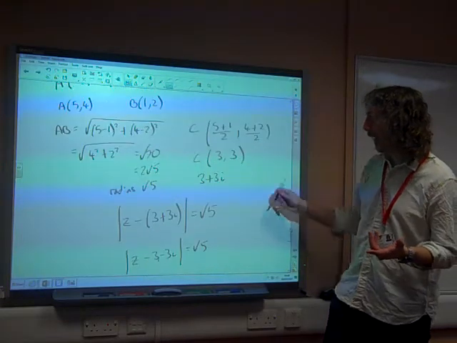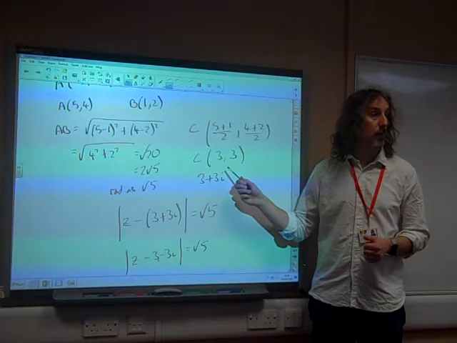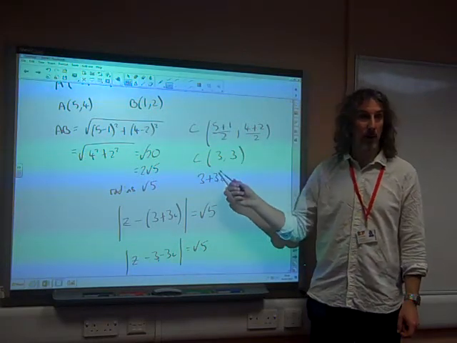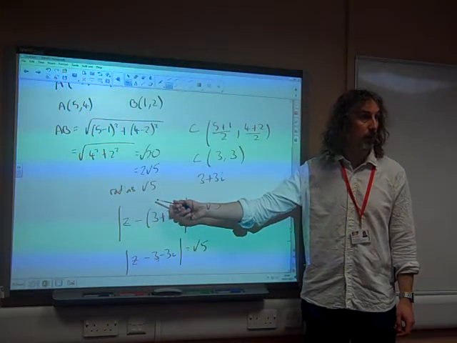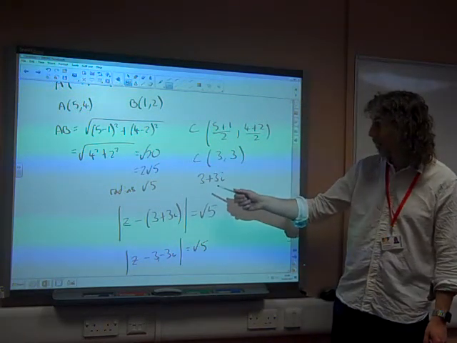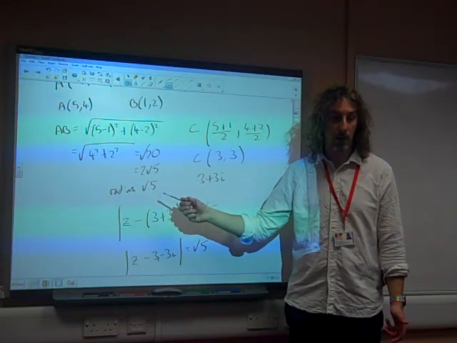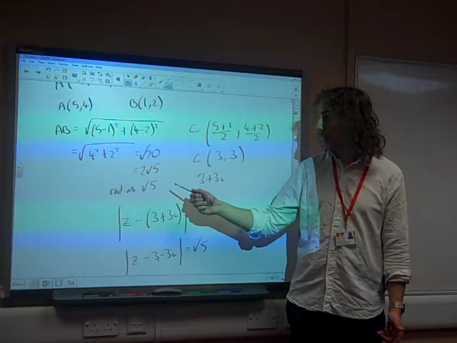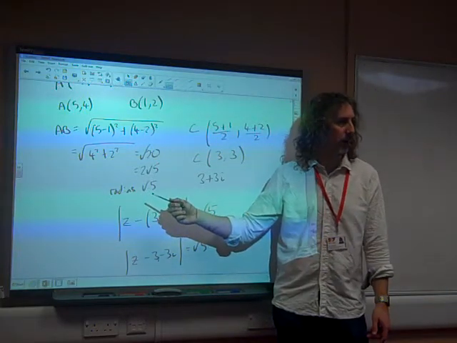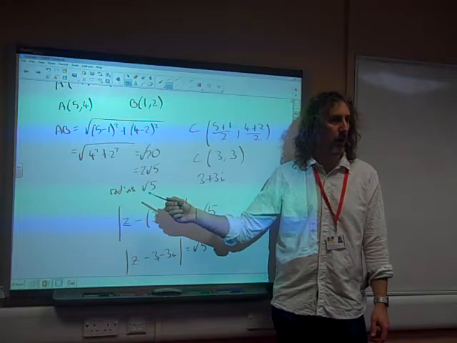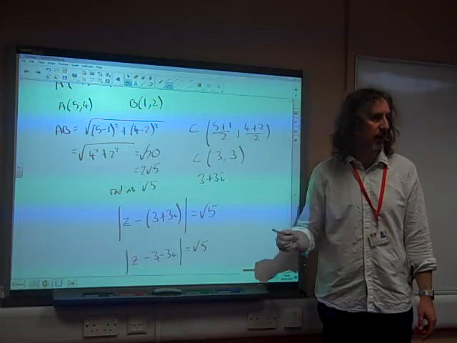Well, it doesn't, does it? Because the modulus of that number is not the same as the radius, so it doesn't go through the origin. Root 5. Well, what is root 5 as a number? It must be smaller than 3, mustn't it? It's a little bit more than 2. So the radius is smaller than the point 3, 3, so it's not going to touch either axis either.